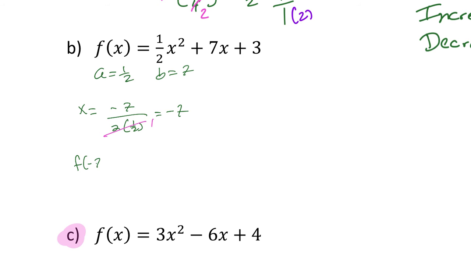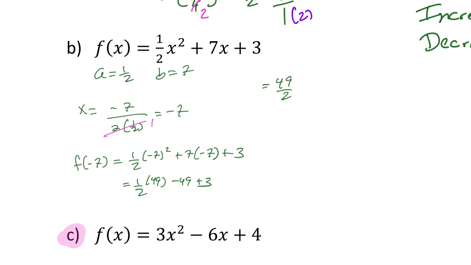I'm going to find f of -7. So that means that I get 1/2 times -7 squared plus 7 times -7 plus 3. So I got 1/2 of 49 minus 49 plus 3. So that's the same as 49 over 2 minus 98 over 2 plus 6 over 2, right? Remember that this has a 1 down here, so I have to multiply times 2 to be able to subtract and add those numbers. So 49 minus 98 plus 6 is -43 over 2.